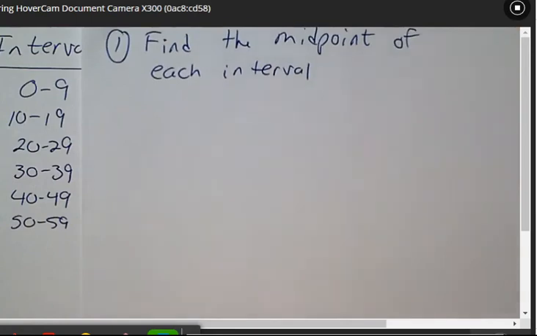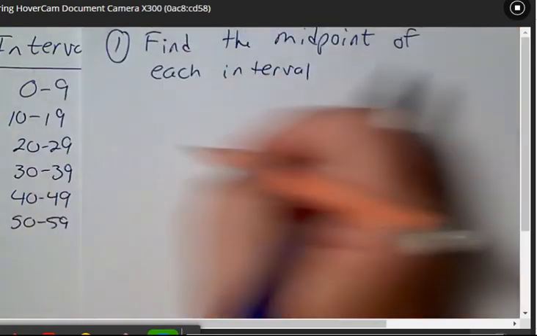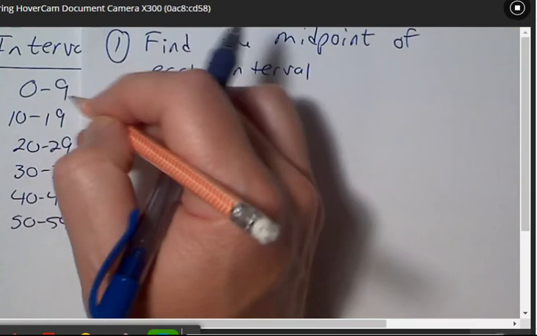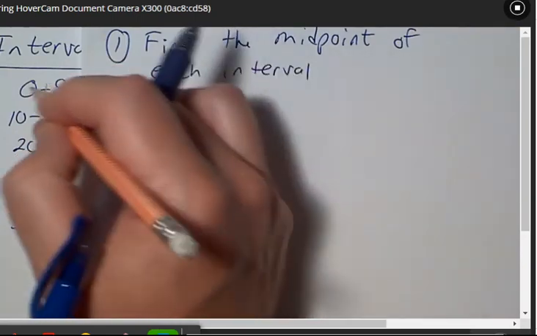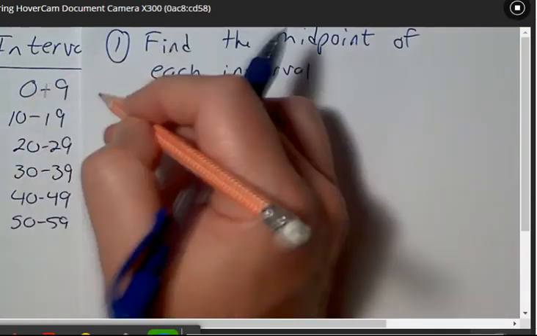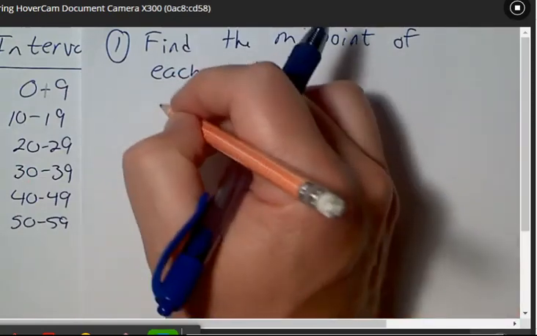Okay, so probably what I'll do is just below that, just to the side of this one, I'll show you what it is here. So you've got from 0 to 9. Basically you're just going to add these two things together. You're going to do 0 plus 9, add that together, and then divide it by 2. So that will make it 4.5.